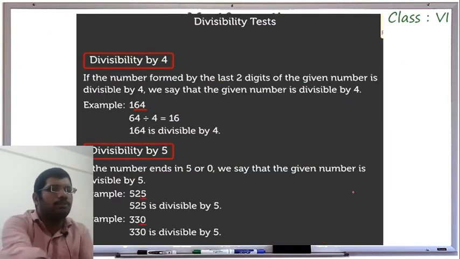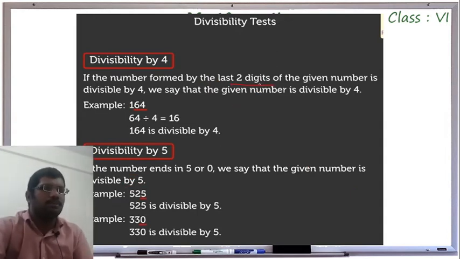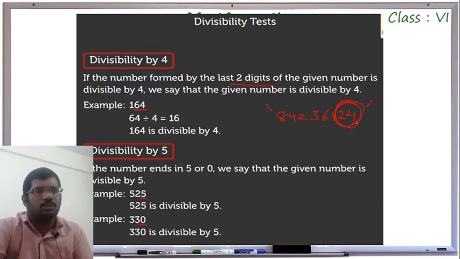And coming into divisibility by 4. So if the number formed by the last two digits is divisible by 4, we can say that the given number is divisible by 4. So for example, 8, 4, 2, 3, 6, 1, 2, 4. We have to check whether this number is divisible by 4 or not. For that, only check last two digits. Take last two digits. If this 24 is divisible by 4, then the whole number is divisible by 4.